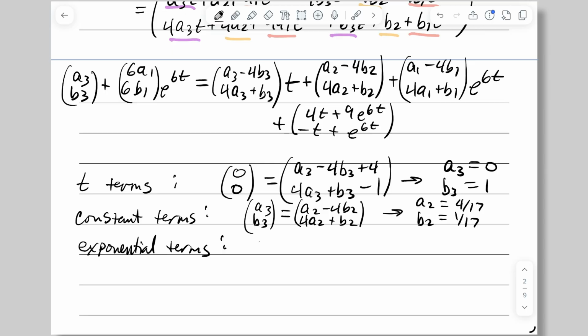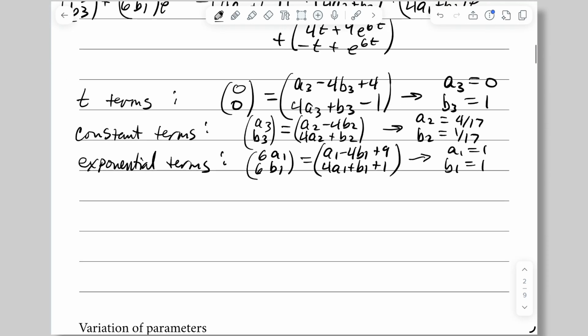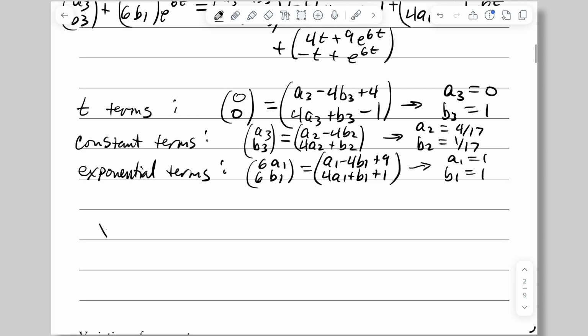For the exponential terms, on the left we've got 6a1, 6b1, and on the right we have a1 minus 4b1 plus 9 and 4a1 plus b1 plus 1 from Ax plus f. This system of two equations contains only a1 and b1, and from this we get that a1 is 1 and b1 is 1. Putting it all together, we get that x is equal to x sub c plus x sub p.